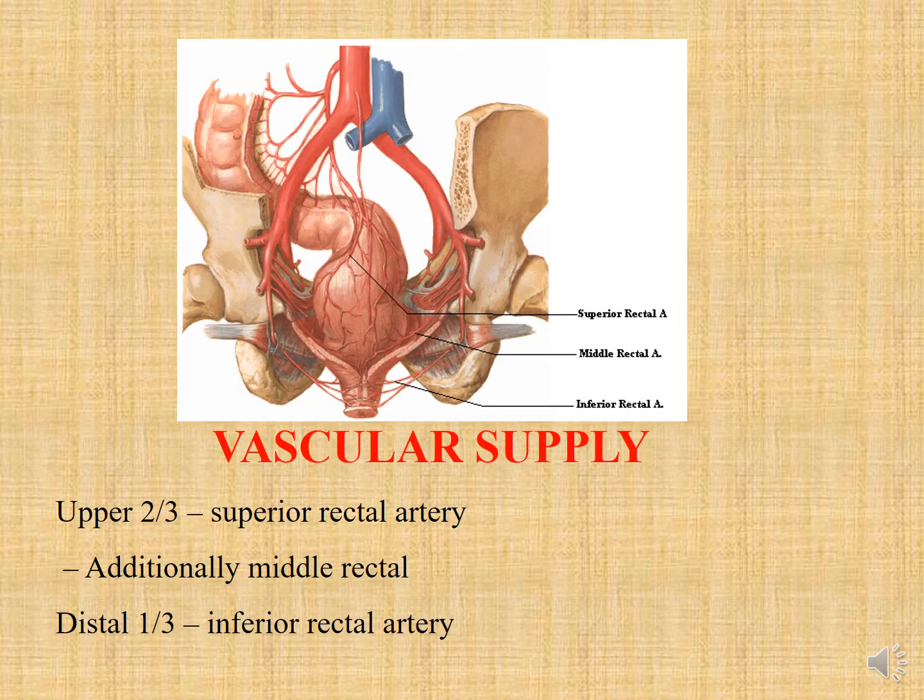Coming to the vascular supply, for that purpose, basically we divide the rectum into three parts. The upper one-third of the rectum is supplied by superior rectal artery, and the upper two-thirds is supplied by the superior rectal artery in addition to the middle rectal artery, and the distal one-third is supplied by the inferior rectal artery.